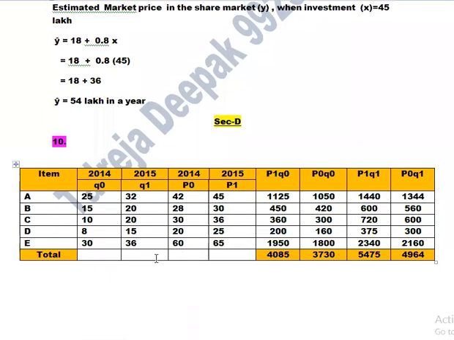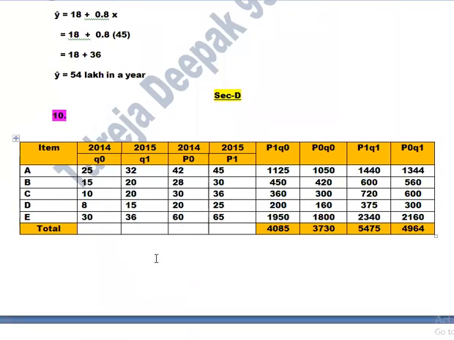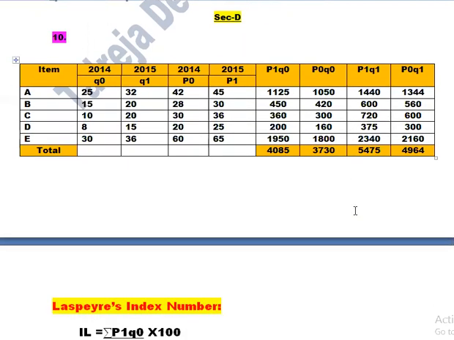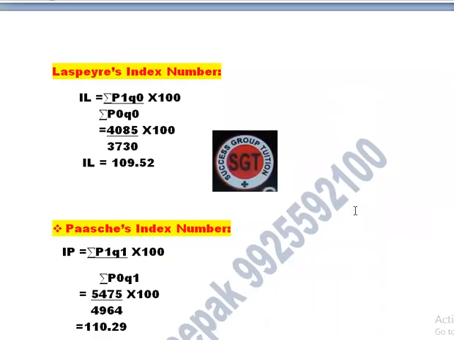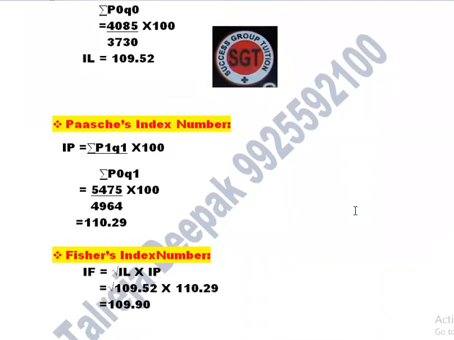Then Section D, question number 10 is from chapter number 1, index number. It is asked to find out Laspeyres, Paasche and Fisher index numbers. We'll prepare the table: item A, B, C, D, E, 2014 quantity, 2015 quantity, 2014 price and 2015 price. And then we prepare 4 extra columns: P1Q0, P0Q0, P1Q1 and P0Q1. Then we use the formulas of Laspeyres' IL, Paasche's IP and Fisher's IF.